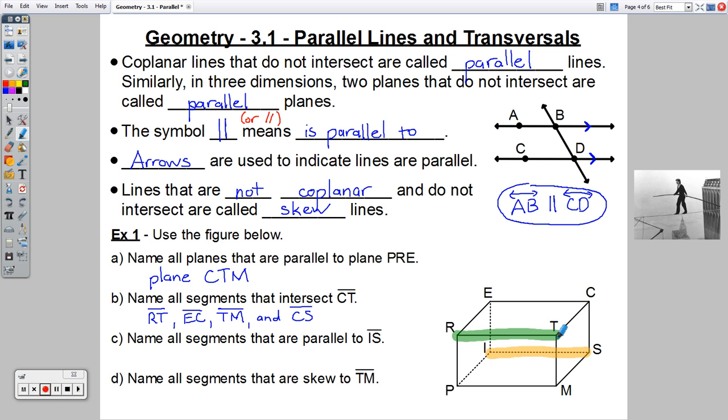Green means go, right? So this one and this one, if we extended them out forever in all directions, those would never cross line IS. And so the segments that are parallel are all those ones. So I've got EC, RT, and PM. I think I can use my eraser tool just to get rid of that. Yep, beautiful. All right.